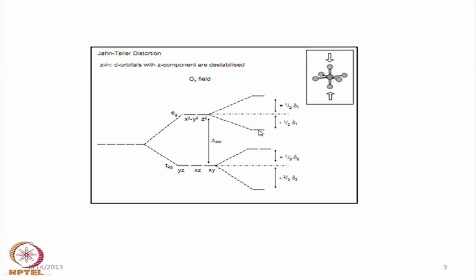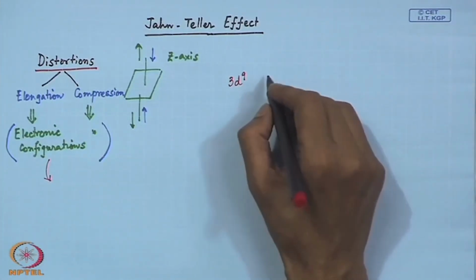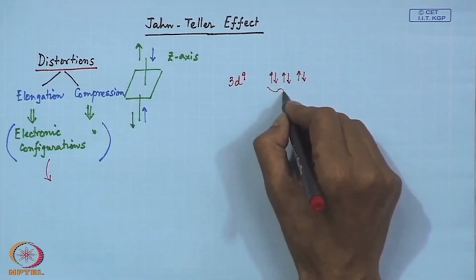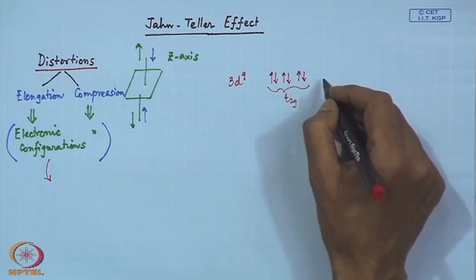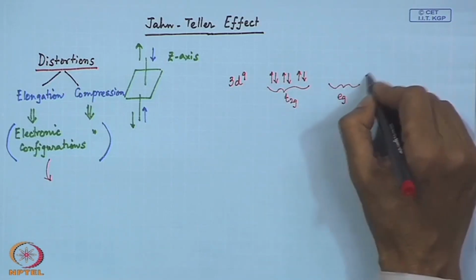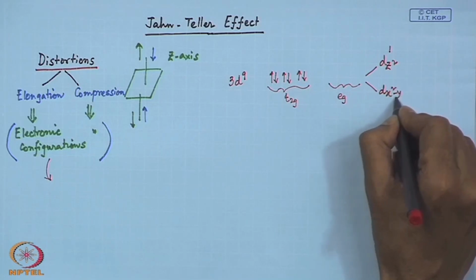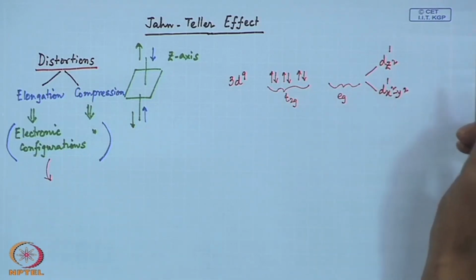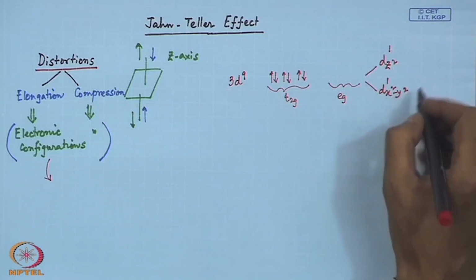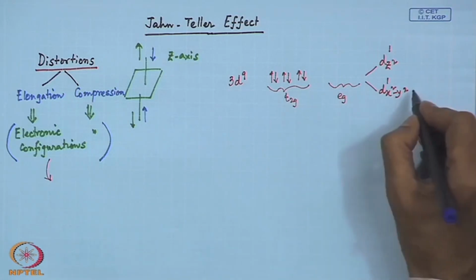So, when we have the 3d9 electronic configuration, what we see is that we have the T2G level which is filled, and after splitting also they all are filled, and in the EG set we can have two situations, that means whether it is 1 electron in the dz square level and 1 electron in the dx square minus y square level. So, these are the two situations where z component is stabilized. Basically, z is the lower energy, so dx square minus y square is the higher energy.